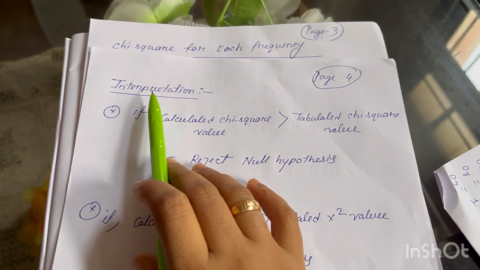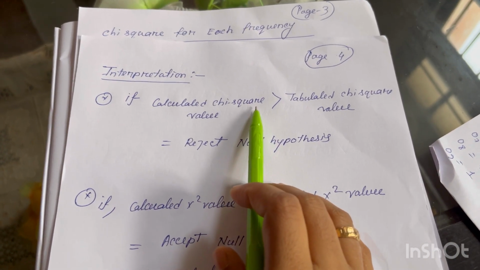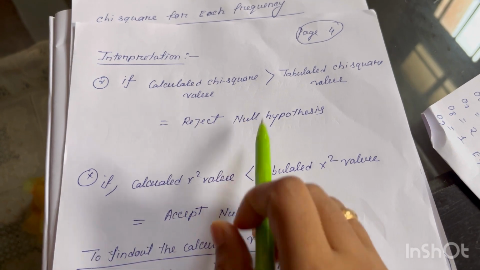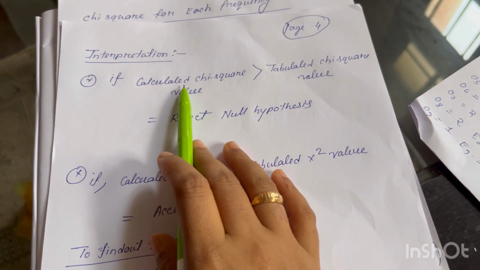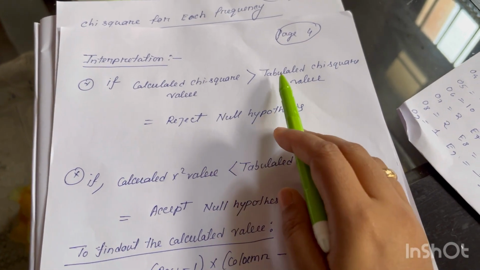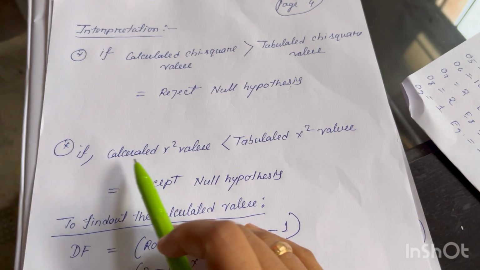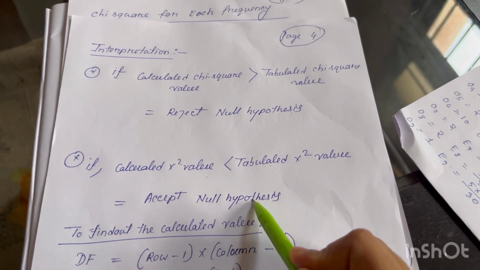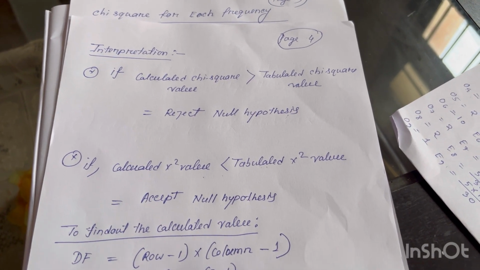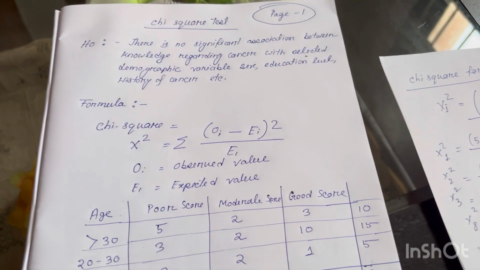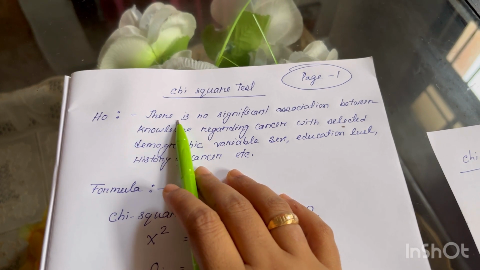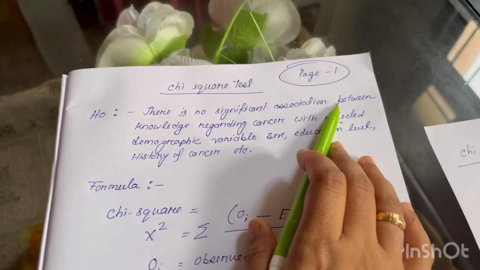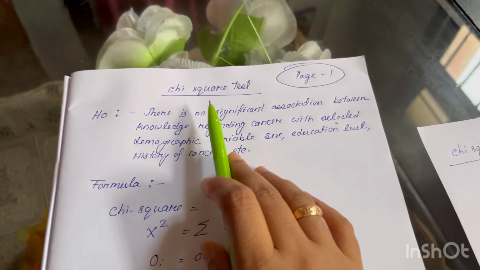Now it's time for interpretation, because we have already calculated the chi-square. Now we have to interpret the result. For interpretation we can do it in 2 ways. First, if your calculated value is greater than the tabulated value, then we will reject the null hypothesis. If the calculated value is less than the tabulated value, then we will accept the null hypothesis. The null hypothesis means the hypothesis that we have already formulated. You can see this is our null hypothesis: we have considered that there is no significant association between age and the knowledge score.